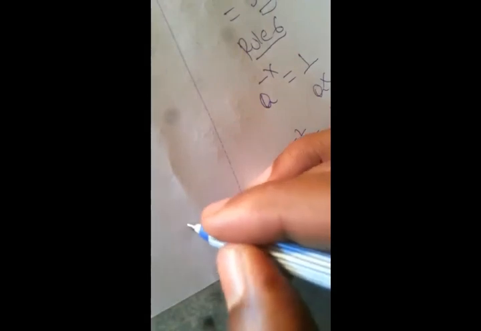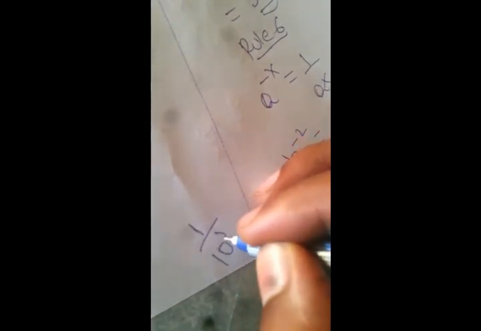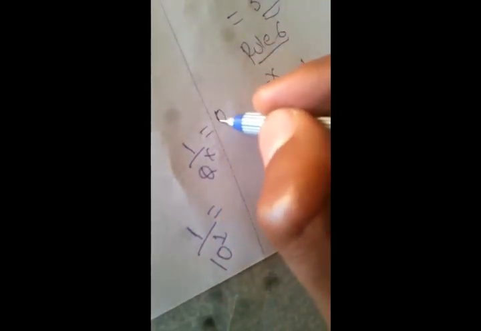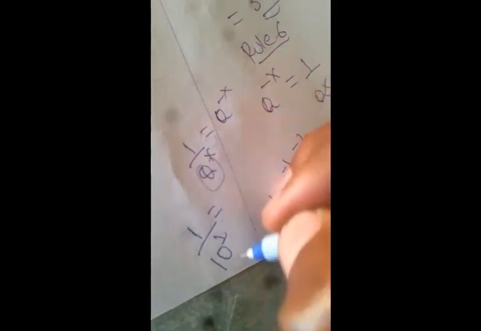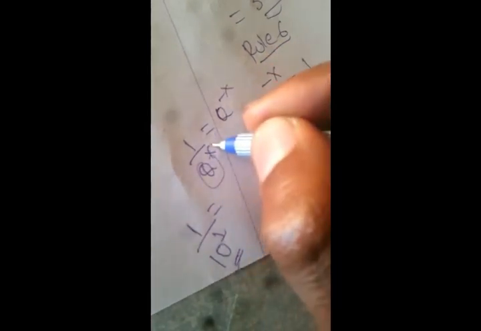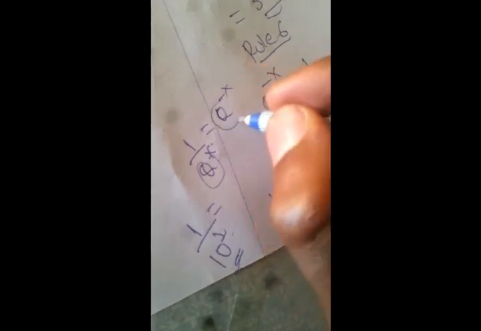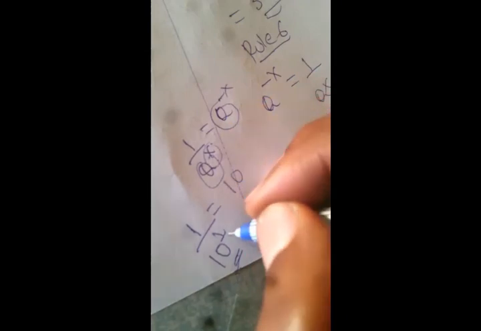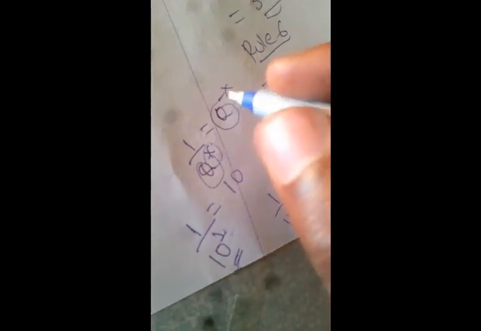For example, 1 over 10 can be written as 10 raised to minus 1. How? It is 1 over 10 raised to 1. We know that 1 over a raised to x is equal to what? a raised to minus x. The value of its base is 10 and its exponent is 1. Therefore, we have to write the base first, 10. The exponent is x, x is 1. When we bring it to the other side, it becomes minus 1. Therefore, this is our final answer.